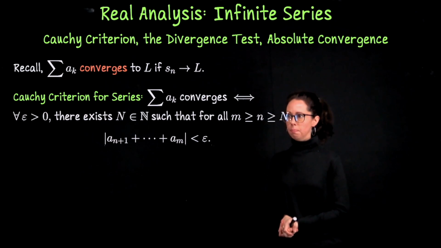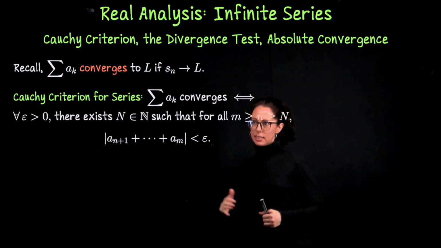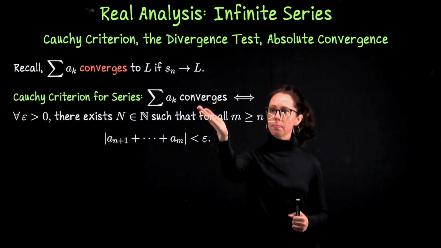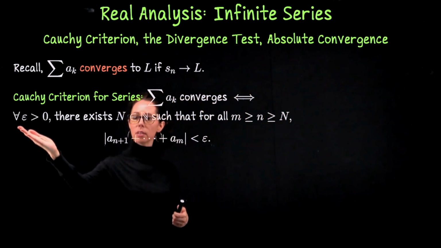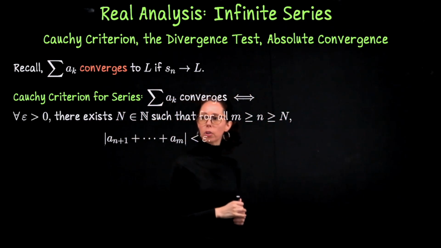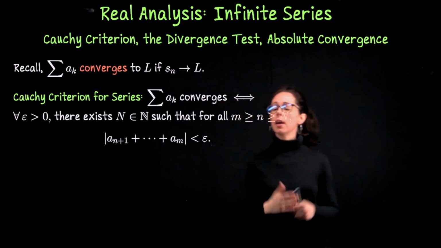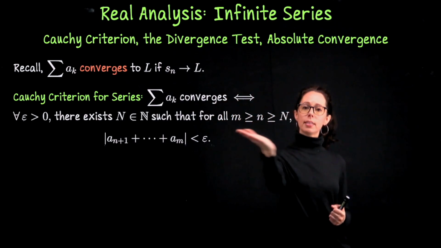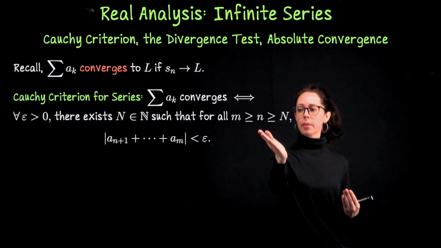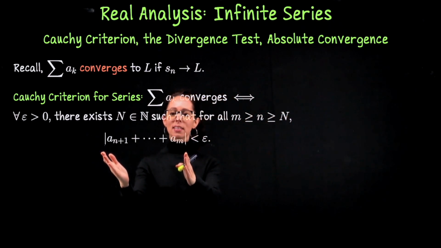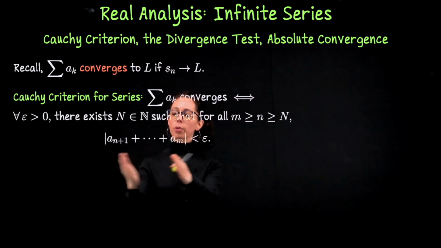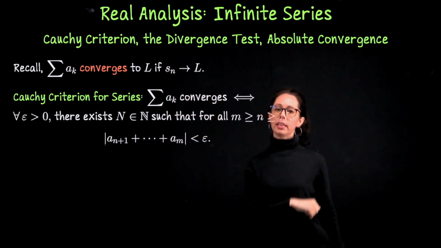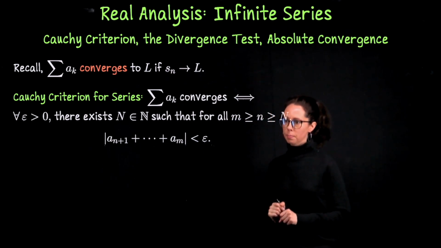this is the Cauchy Criterion. We say that the series a sub k converges if and only if, for any choice of positive number epsilon, there's a threshold index capital N from the set of natural numbers, so that if you were to take any two indices beyond N and look at this sum here, the absolute value of the terms starting with n plus 1 going up through m, this sum is less than the epsilon that you identified at the beginning.